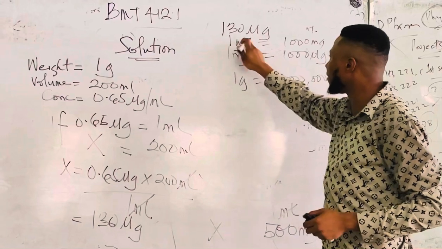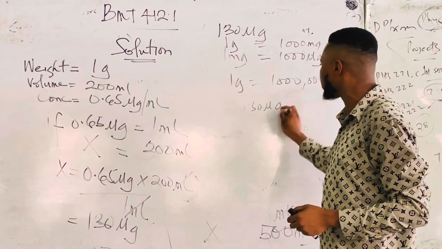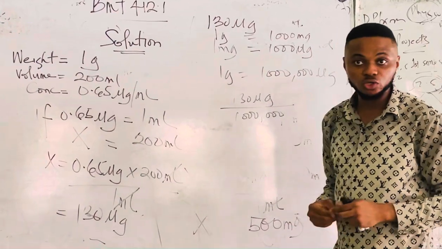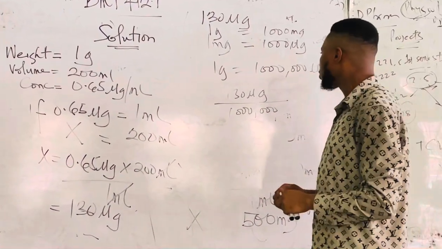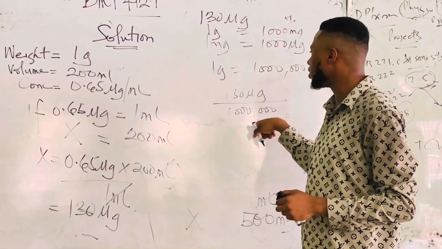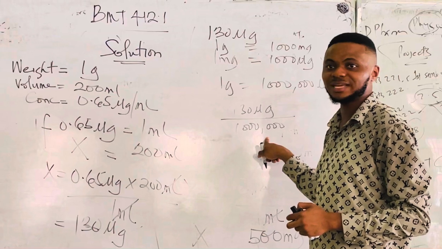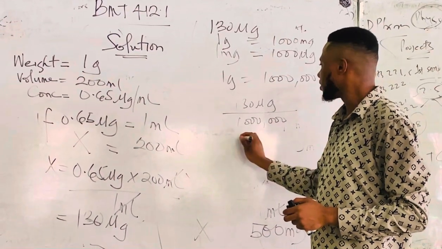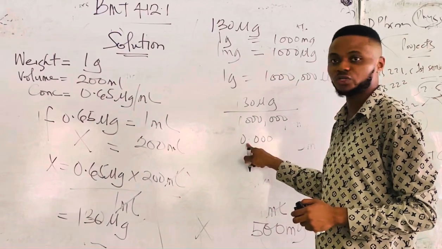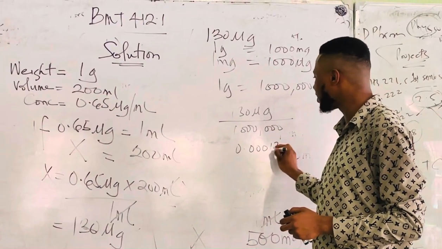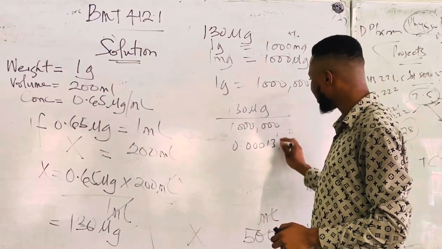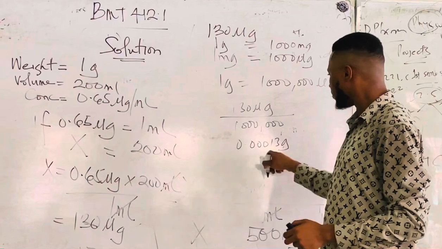So to convert 130 micrograms to grams, we have to divide it by 1 million. 130 divided by 1 million is 0.00013. Three zeros after the decimal point, then 13. Good. So this is the mass in grams.